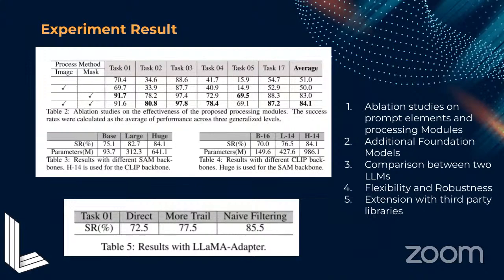So these are actual studies for the future purpose, like evaluation results on the prompt elements and the process modules, then the additional foundation models we require, then the comparison between the 2 LLM models. Then we have achieved flexibility and robustness in our results. The next one is the extension with third-party libraries. We are using the API, so we can extend the third-party libraries, and then we can improve our results.